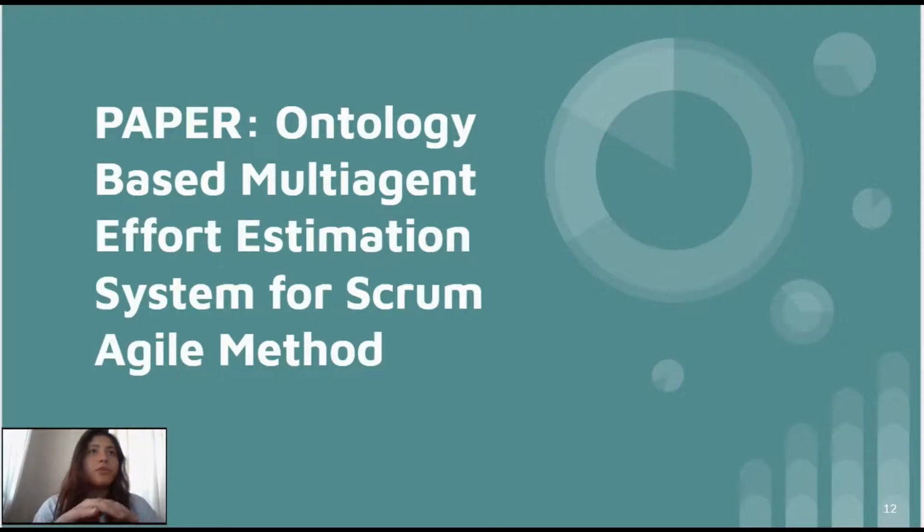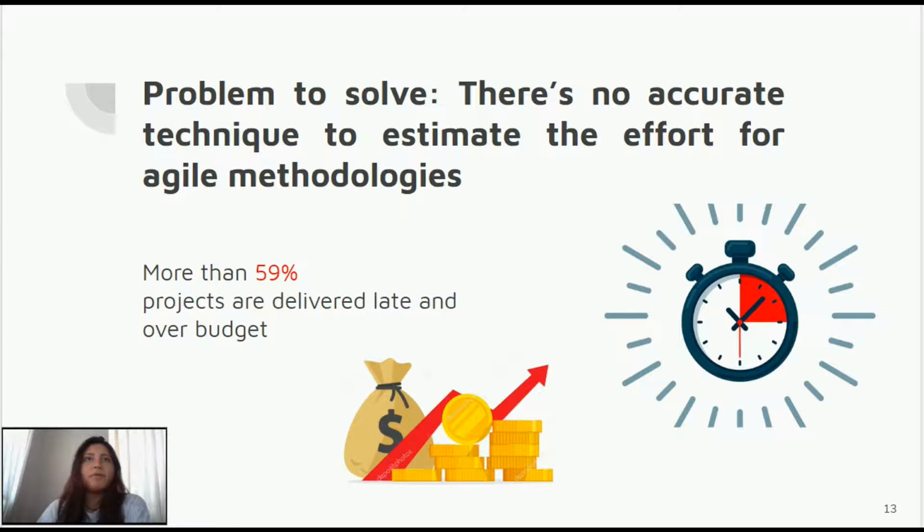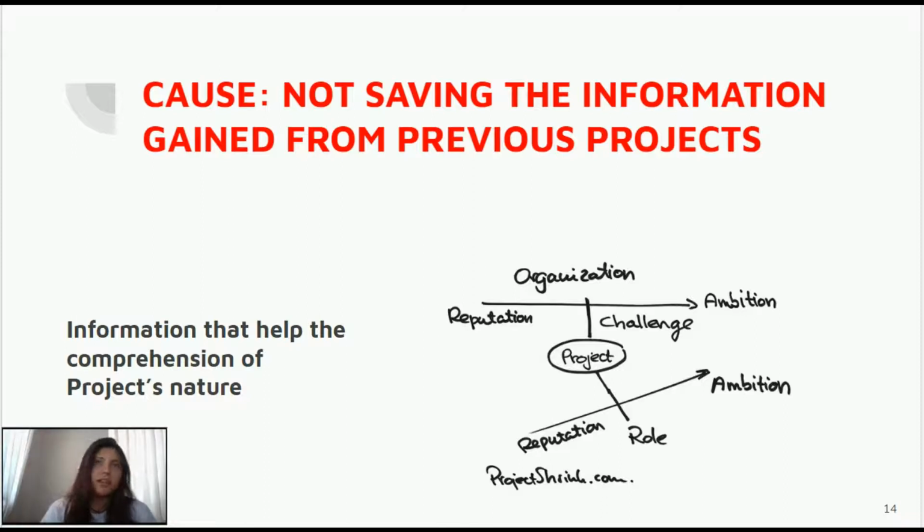Okay, now we're going to speak about the paper we chose, that is Ontology-Based Multi-Agent Effort Estimation System for Scrum Agile Method. The problem that the paper tries to solve is that currently there's no accurate technique to estimate the effort for Agile methodologies. It says that more than 59% of the projects are delivered late and over budget for companies that use Scrum methodology. So the principal cause the paper indicates is that the software companies do not save the information gained from previous projects.